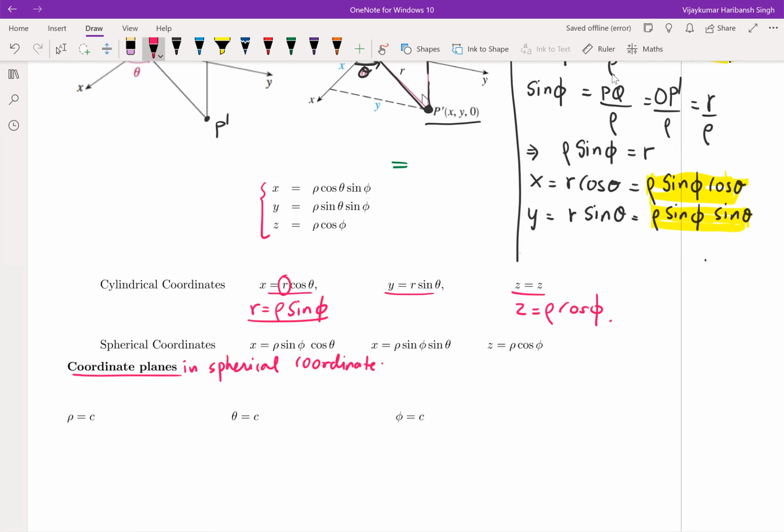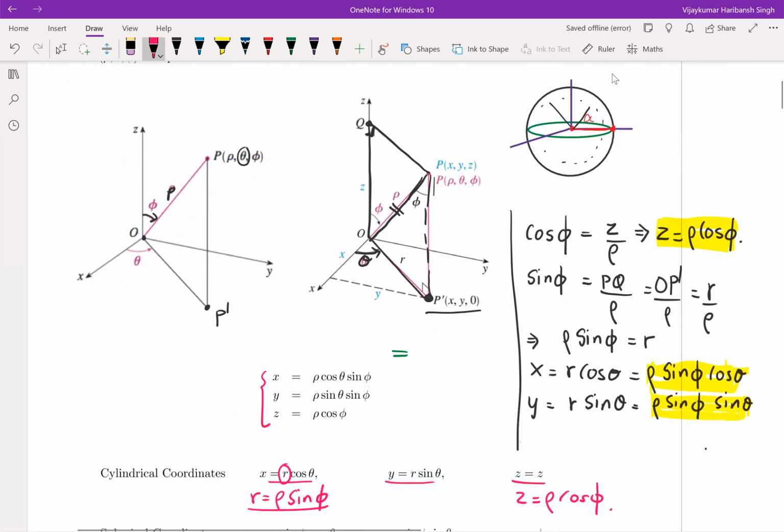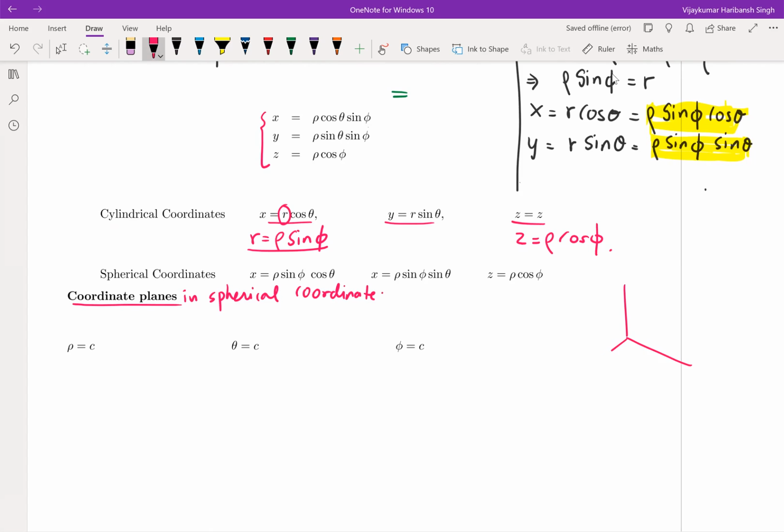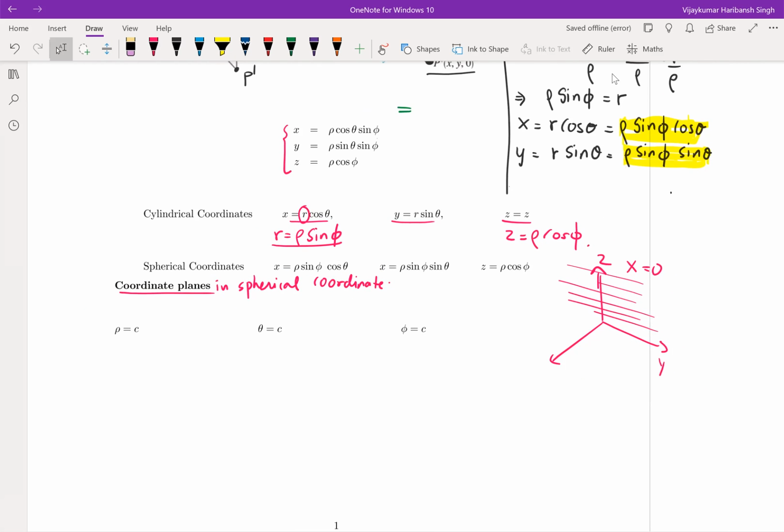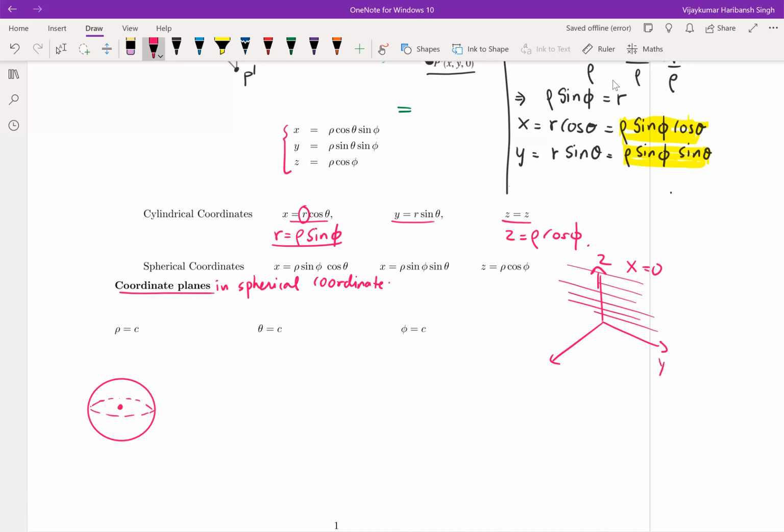Note what the coordinate planes were in the xyz system. If you took x equals 0, it gave us the yz plane, this plane here, in the Cartesian coordinate system. Now let's see what we get for the spherical coordinate system. Rho equals c means the distance from the origin is fixed at c. So rho equals c would be a sphere of radius c.